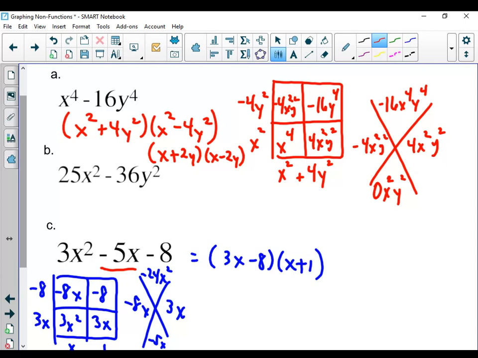Could I do that here? These are both perfect squares. No, I can't do that because it's addition instead of subtraction. So if I were factoring that out completely, I'd actually have 3 terms.